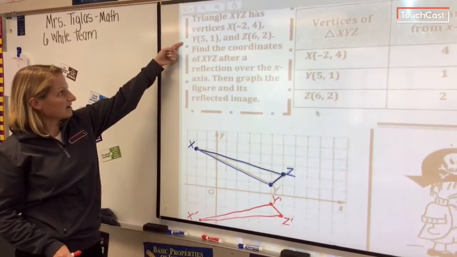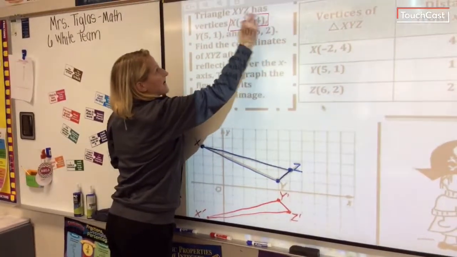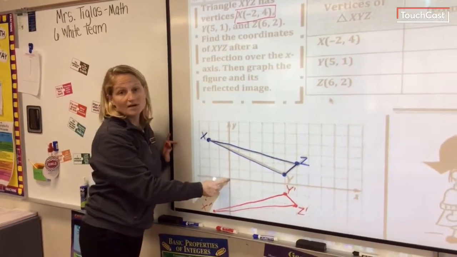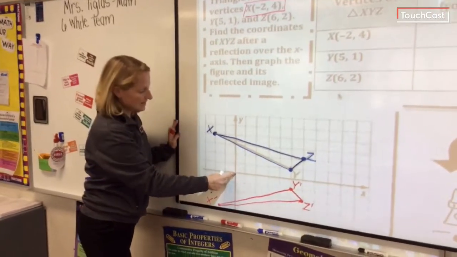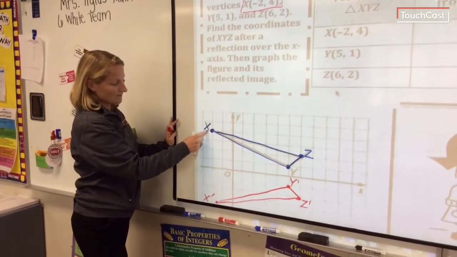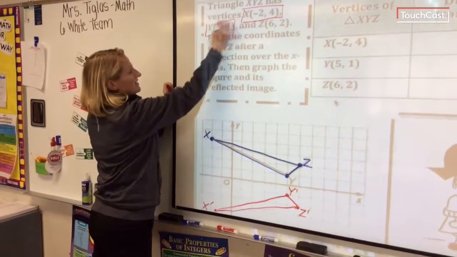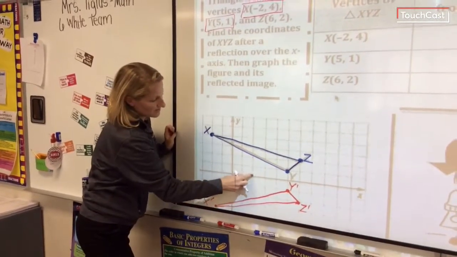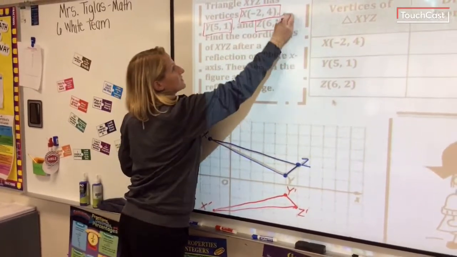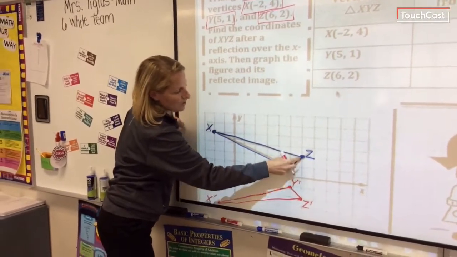So our original triangle XYZ is right here in blue. So vertex X, or the point X of the triangle, is going to be where the x value is -2 and the y value is 4. So just like you guys learned about graphing in the coordinate plane, we would start at the origin, go to the left 2, and up 1, 2, 3, 4 to give us point X. Then point Y is at 5, 1. Again, we would go 1, 2, 3, 4, 5, and up 1. Point Z on the original figure is at 6, 2. 1, 2, 3, 4, 5, 6, and up 1, 2.